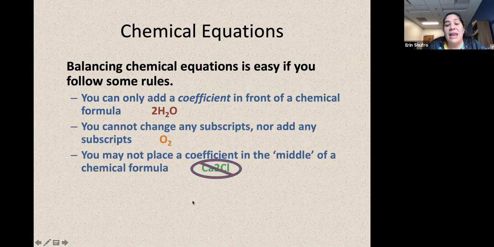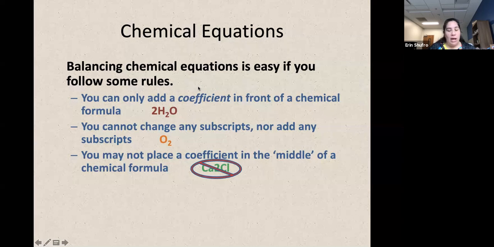Okay. You cannot place a coefficient in the middle of a chemical formula. So again, you can't stick a 2 here, right? The reason for that is, again, when you have a molecule, that molecule has certain properties. If you change the subscript or the coefficient in the middle of a chemical formula, you have now changed that molecule. So you cannot take a 2 and stick it in the middle, right, in order to make your numbers work out. The only numbers you can change when balancing a chemical equation are the coefficients.